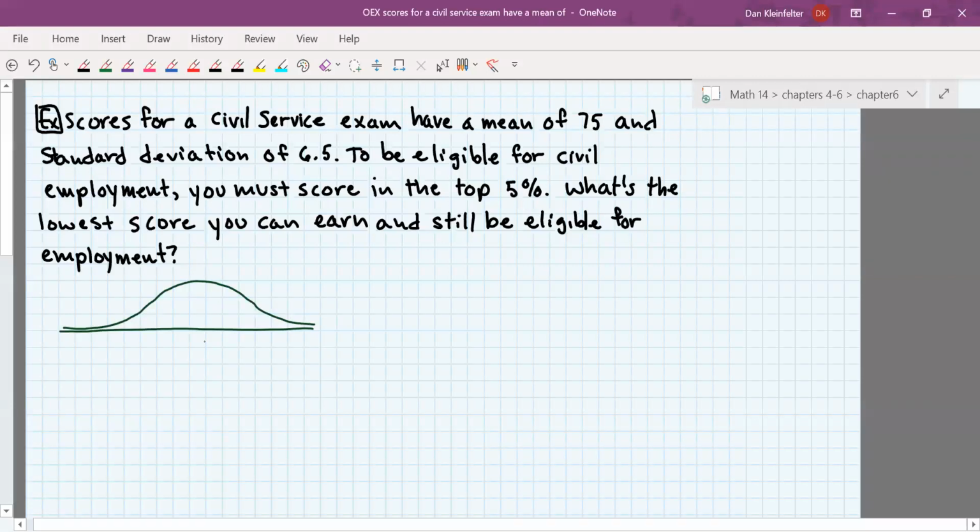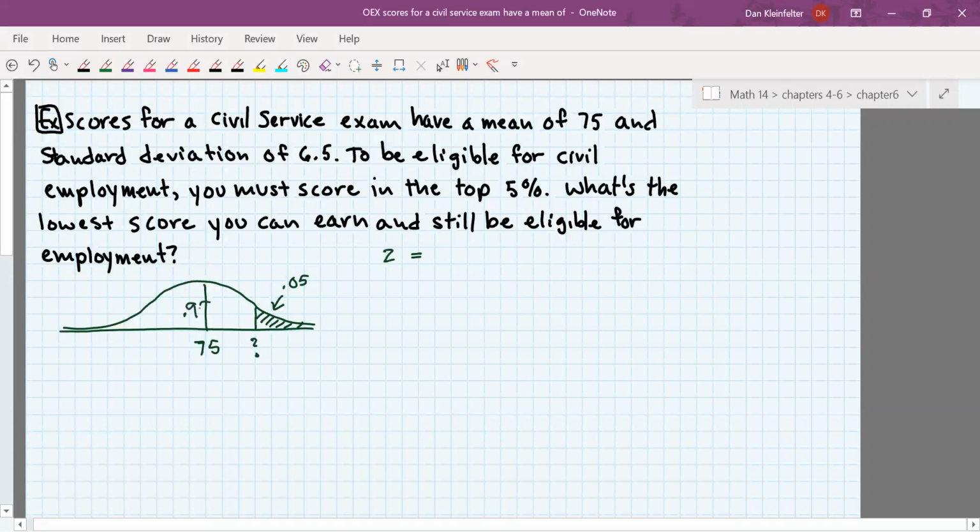So again, our mean is going to be 75. We need it to be in the top 5%. So we know the probability this time, or the amount of area under the curve. What we don't know is what score would correspond to that top 5%. So we do know that the standard deviation is 6.5, so we can use that to help us find out what the corresponding value is. So if 0.05 is in the right tail, then that means that to the left has to be 0.95.